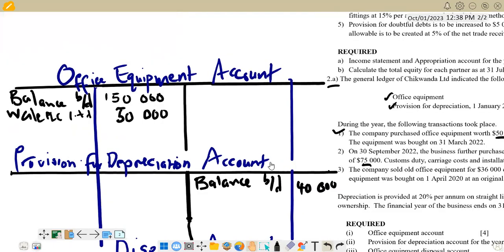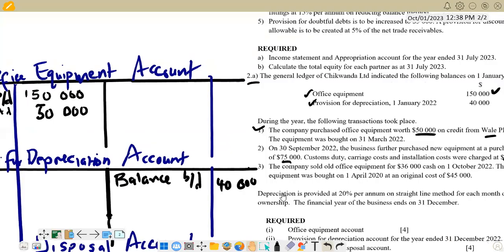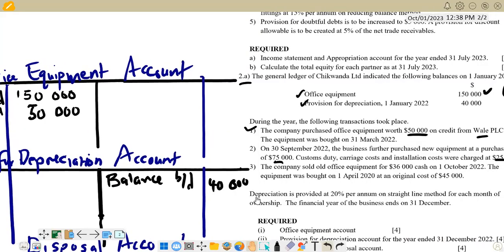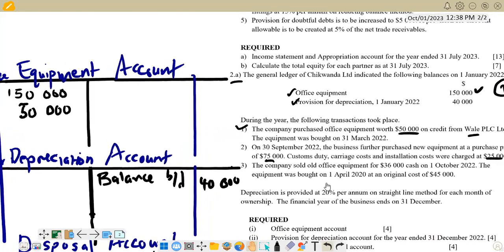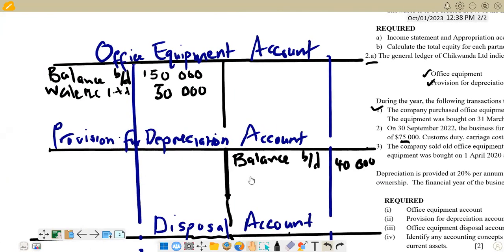We are being told that it was bought by, I think the question is silent there. Let's see. The business purchased new equipment at a purchase price of 75,000, silent. So the assumption is that it was through bank. So we go to the debit side of the equipment account, enter that amount, and say bank, 100,000. So that is what we have there. Then we go on to the next item.